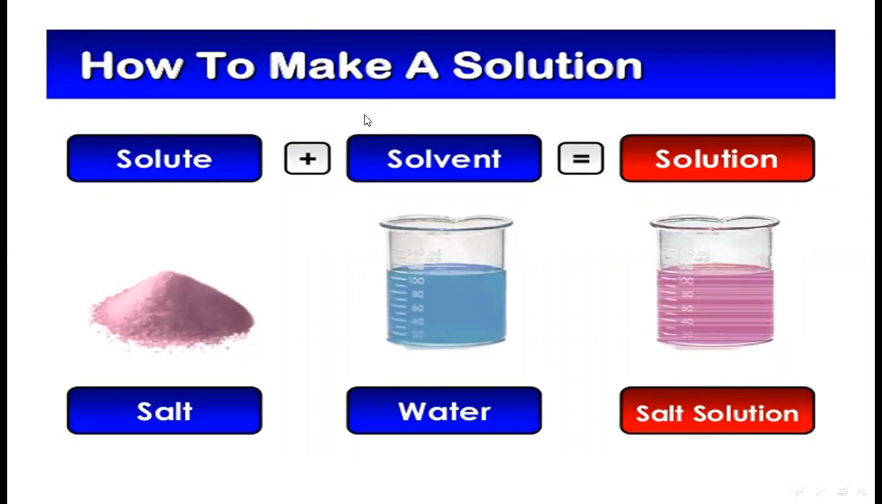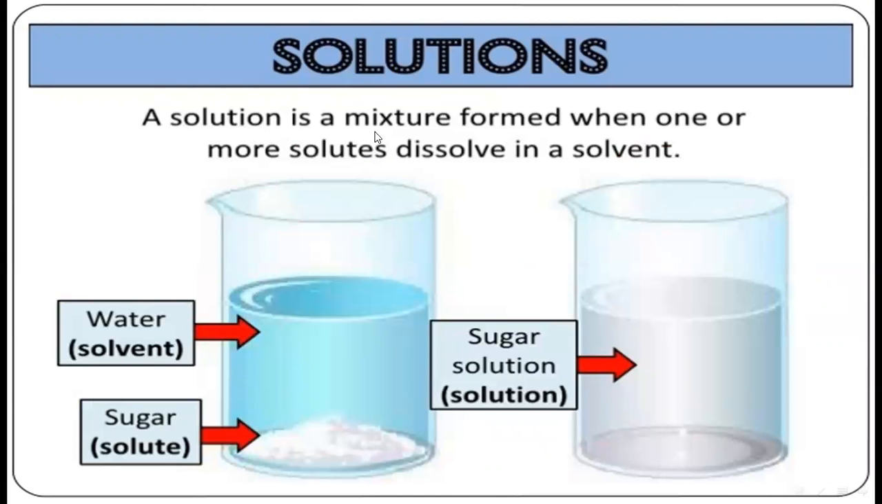How do we make a solution? First of all, we require a solute like salt. Then we require a solvent like water, and then we mix them together and we make a solution. When we mix salt in water, then we make a solution. Salt we use as a solute, water we use as a solvent. A solution is a mixture formed when one or more solutes dissolve in a solvent. See, here is water, that one is sugar. So when we dissolve sugar in water, then we make a sugar solution.